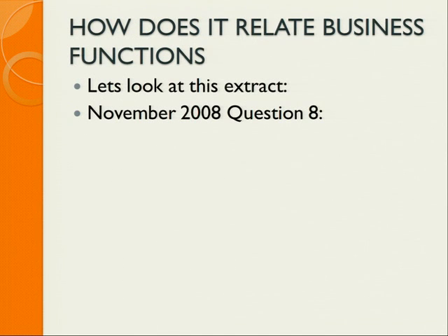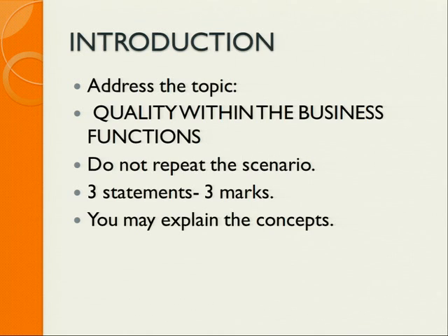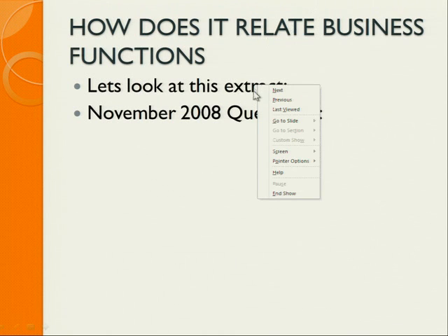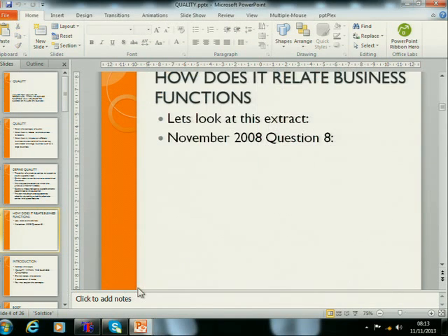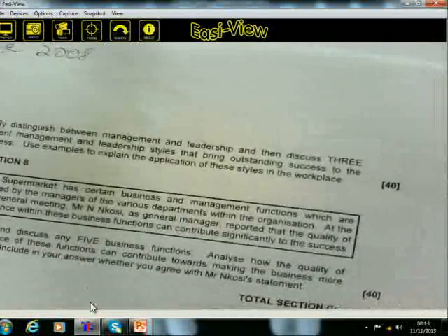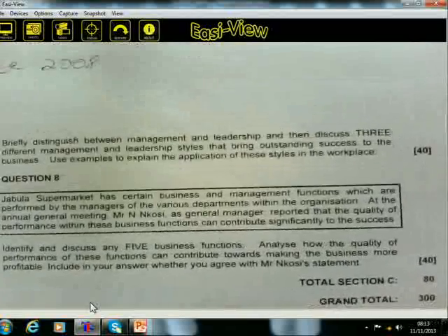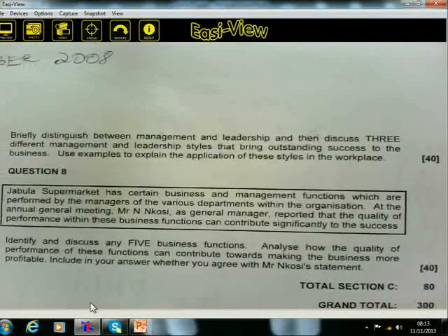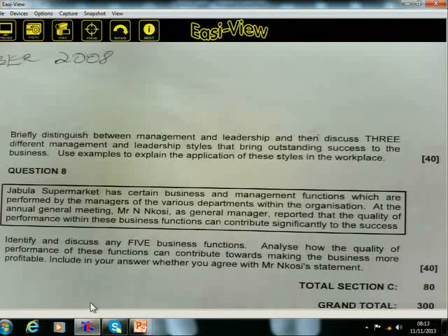Now, I want us to look at the question paper that we once had based on quality in 2008. Here's the November paper of 2008. Question 8 was based on quality. Let's read the question together.